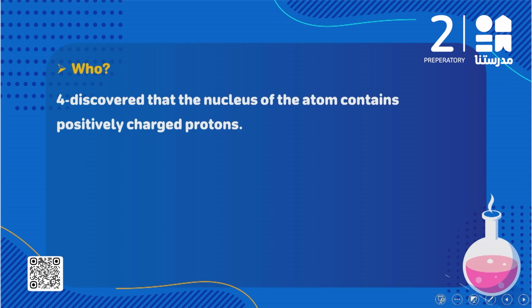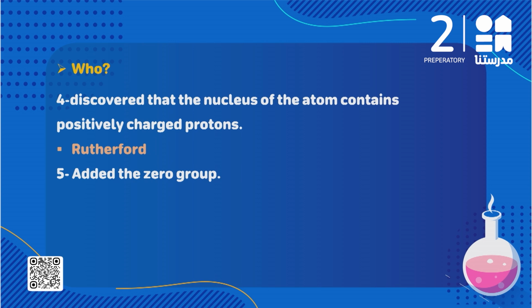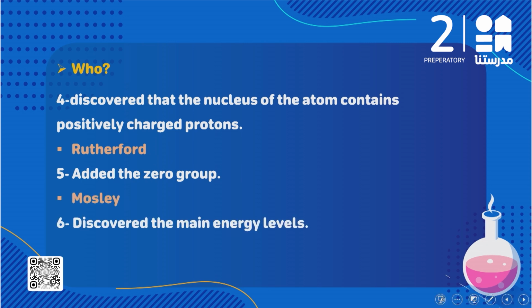طيب, who discovered that the nucleus of the atom contains positively charged protons? Who discovered the positive protons in the nucleus? It's called Rutherford. So Rutherford is a scientist who discovered that the nucleus contains positive protons. طيب, who added the zero group؟ طبعا this is Moseley. Who discovered the main energy levels؟ اللي اكتشف ان احنا عندنا 7 energy levels for the heaviest known atom. It's called Bohr. Okay, another type of the questions, choose the correct answer.